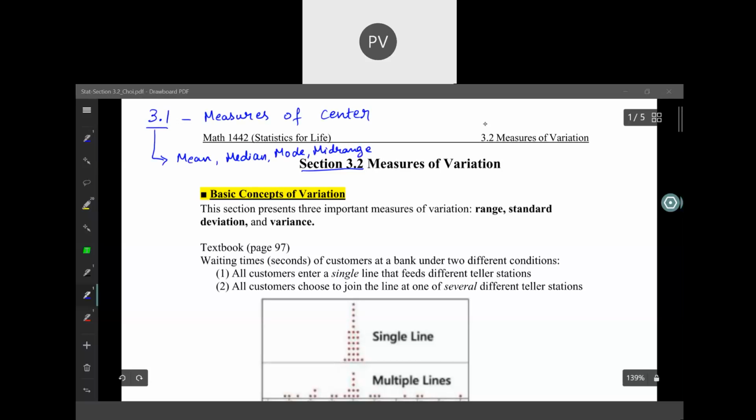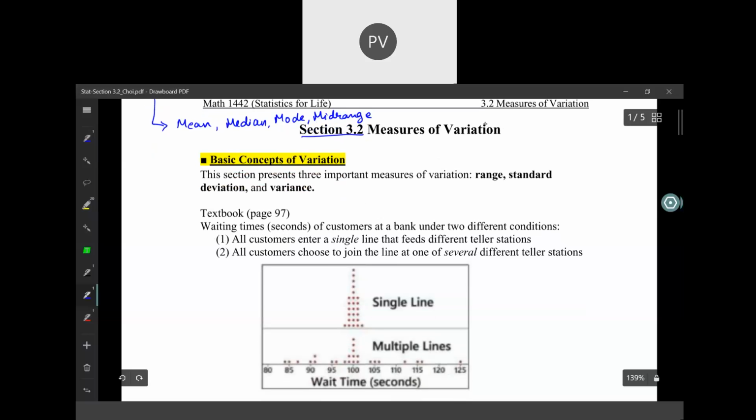So all those will be done in section 3.2, measures of variation. In this, we will be mainly learning about the range, standard deviation, and variance. Along with this, we will learn about CV, coefficient of variation.